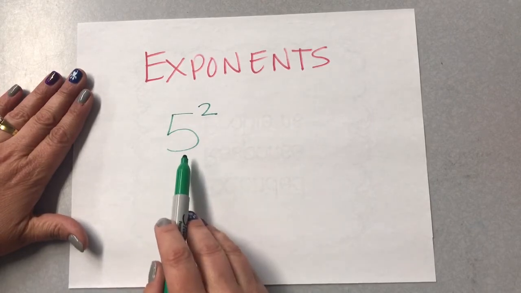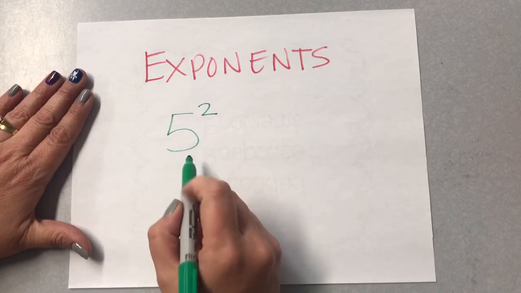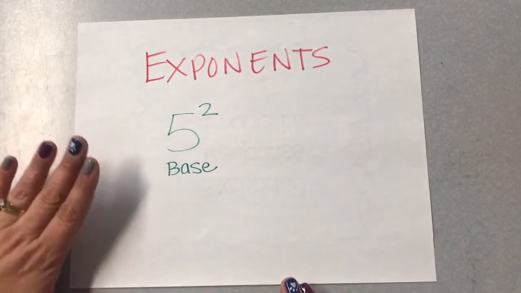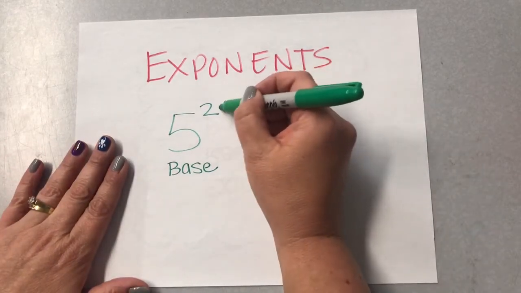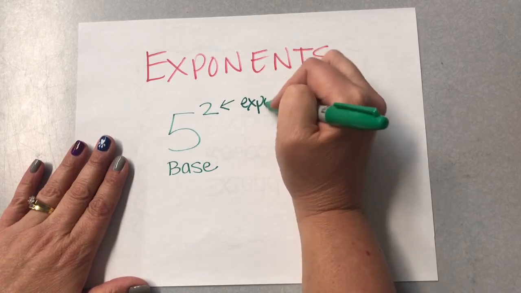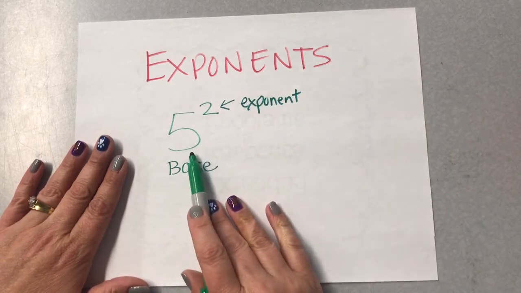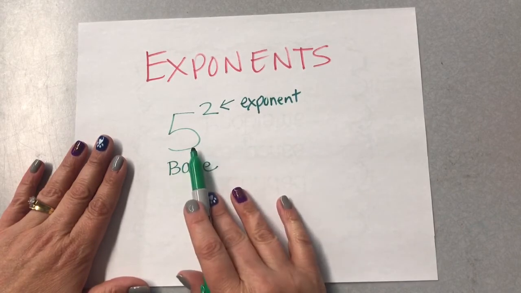Whenever we look at this particular exponential notation, the number 5 we call the base. It's the number we're basing our work on. It's the number we're starting with. The 2 is called the exponent. And that tells us how many times we're going to multiply the base times itself. So the base is the only number you're actually going to be dealing with.